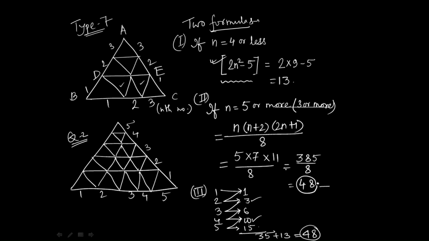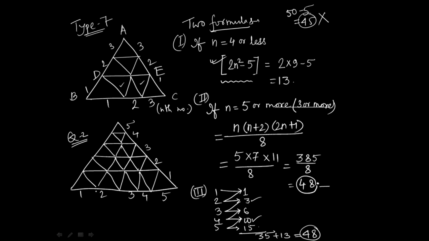Right? But if you use 2n square minus 5, what would that be? If n is equal to 5, then it's 25 times 2, 50, 50 minus 5, this will be 45. But 45 will not be the right answer. You can't apply 2n square minus 5 when there are 5 or more parts.